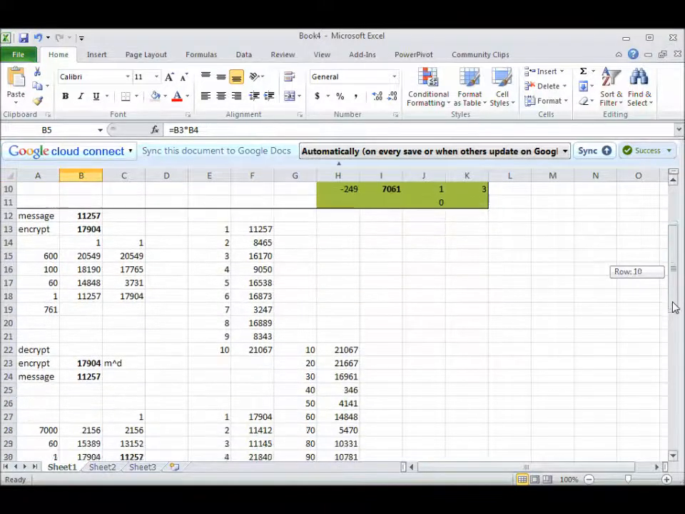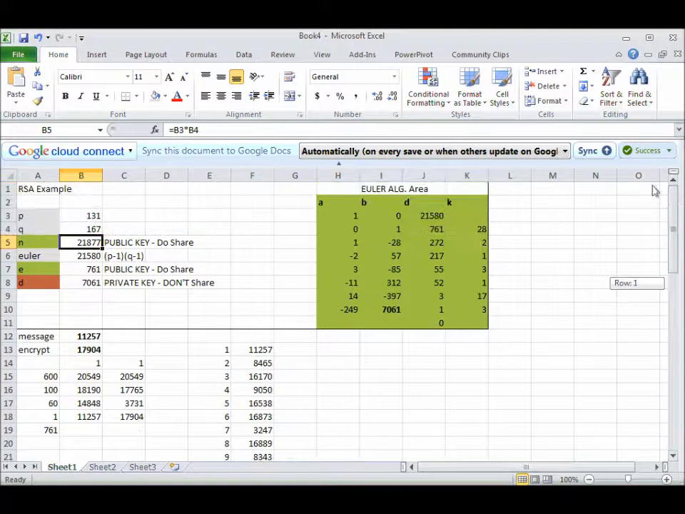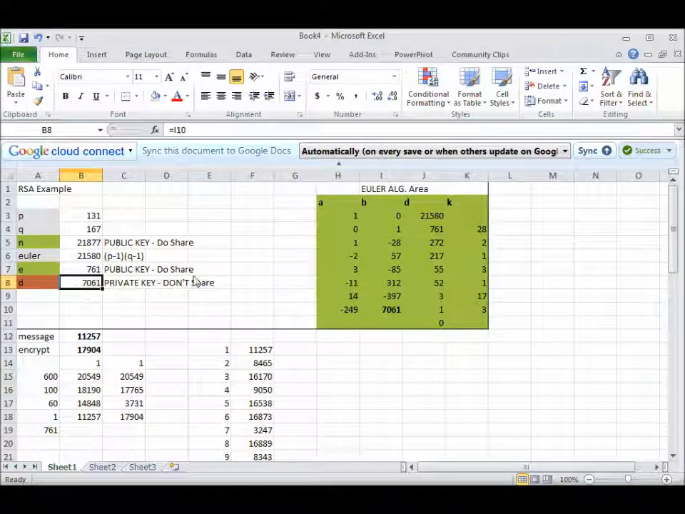All right. So this is the RSA encryption algorithm. This is the extended Euler algorithm for figuring out this magic number here. And the reason this works is a fun bit of math that we won't get into now, but you can certainly come and ask me about it.